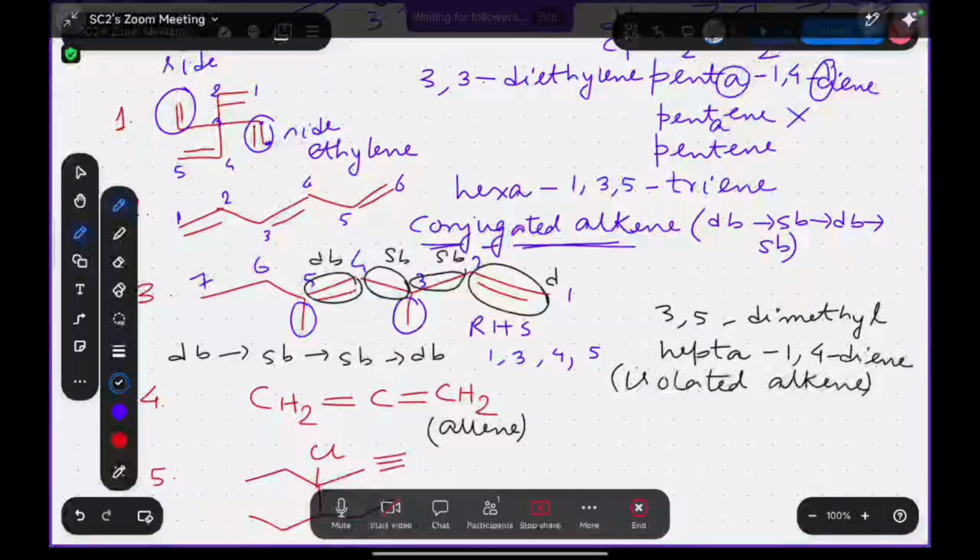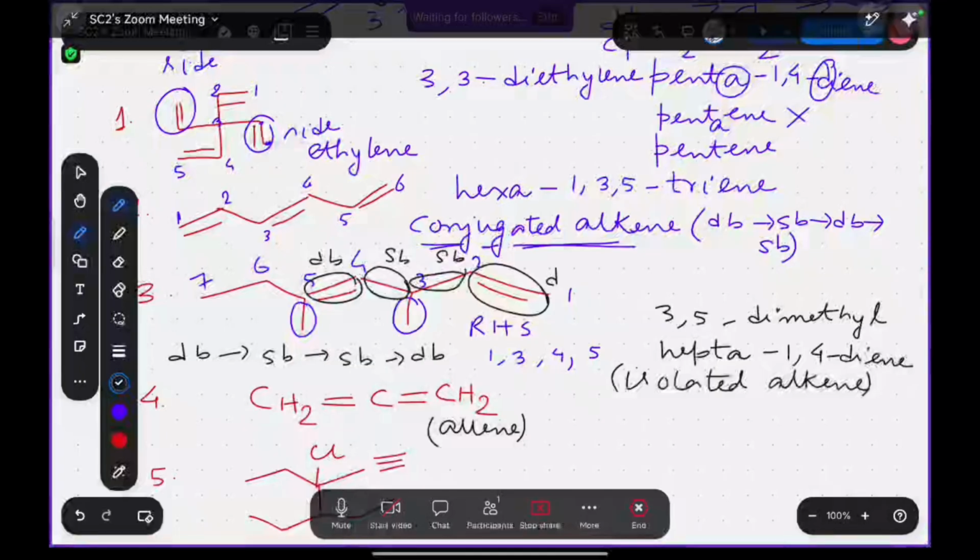How do you name this? This is called allene. Double bond and double bond, 2 double bonds just adjacent to each other. They are not separated. They are together. They will be called allene.